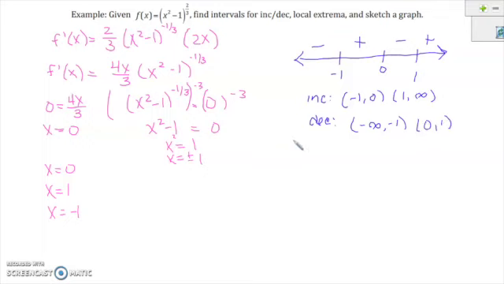All right. So I'm ready for my graph. Oh, wait, I didn't find these points yet, did I? So I have to find f of 0, f of 1, and f of negative 1. And then I'm ready for my graph. Okay, so let's do it.